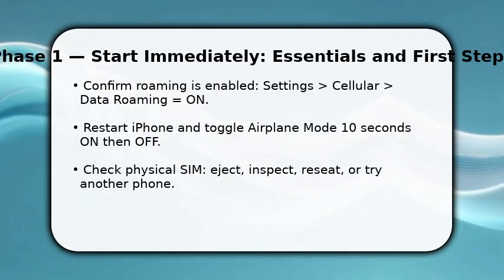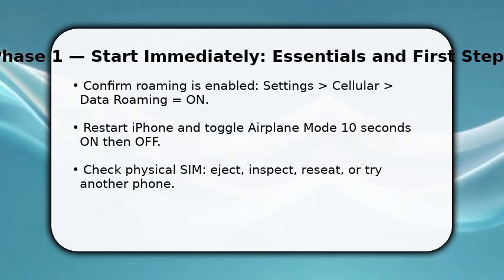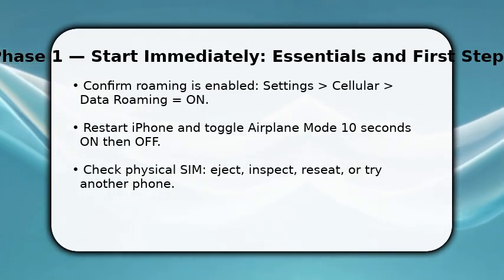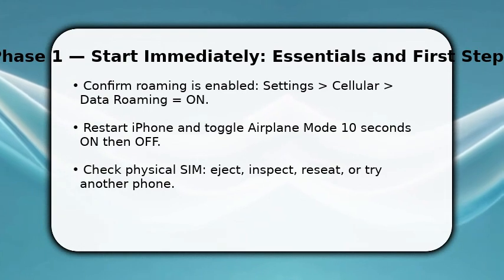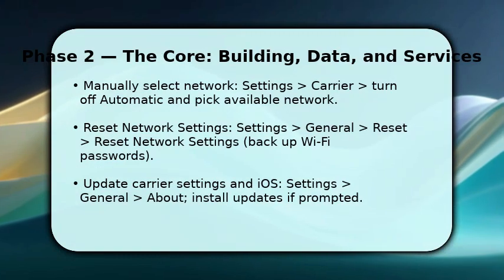While the phone restarts, eject the SIM, look for damage or dust, then reseat it firmly, if you can. Test the SIM in a different unlocked phone to isolate handset versus SIM problems. Once done with the basics, focus on network controls.